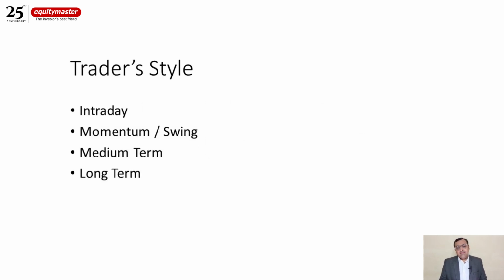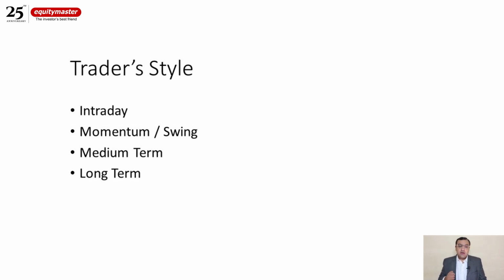Well, if you look over here, I've divided traders into four categories. First is the intraday trader. Second is the momentum or swing trader. Basically, intraday traders do a trade between when the market opens and when it closes, and they close their trade before the market is closed. Momentum or swing traders generally trade from 2 to 3 days to a week.